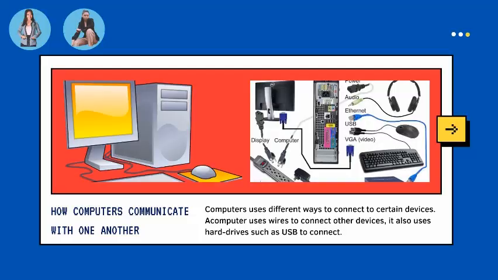Another option for a computer to connect to other devices is through wires, a USB, or even Bluetooth. For example, you have a hard drive and you want to transfer a file from your computer to your hard drive. You will use a USB port. Or if you want to connect your earphones or headphones to your computer, most computers or laptops nowadays already have an earphone or headphone jack.